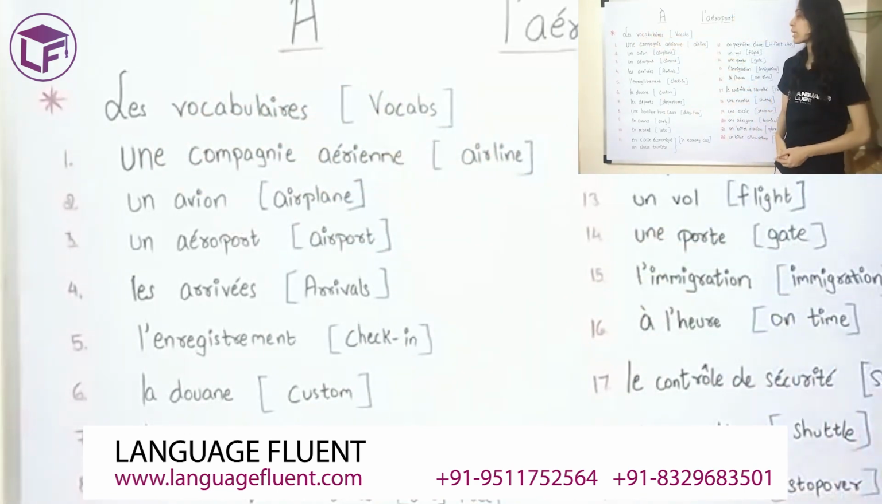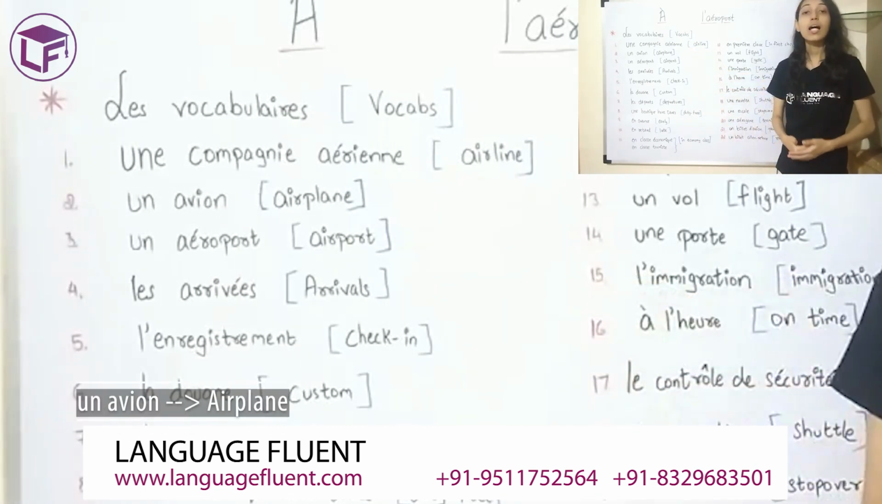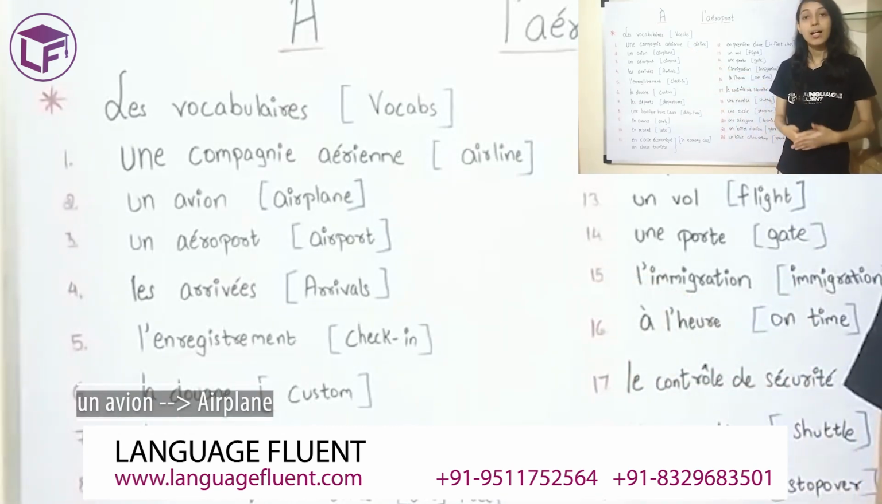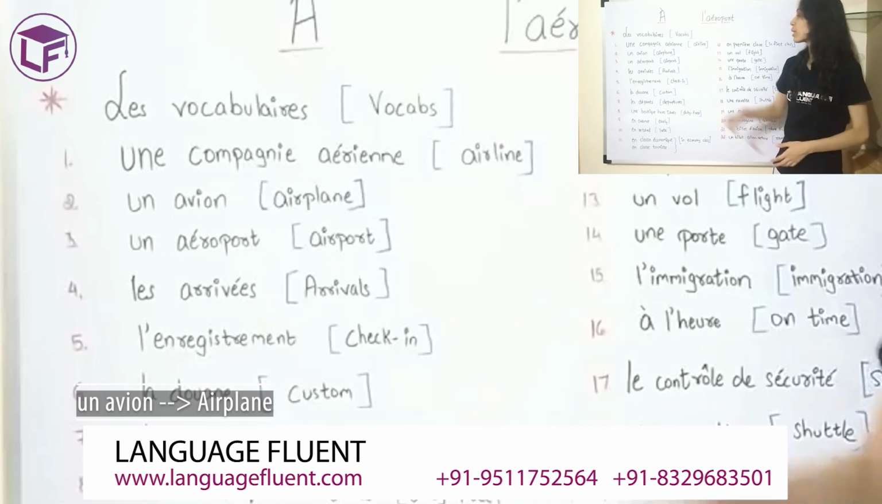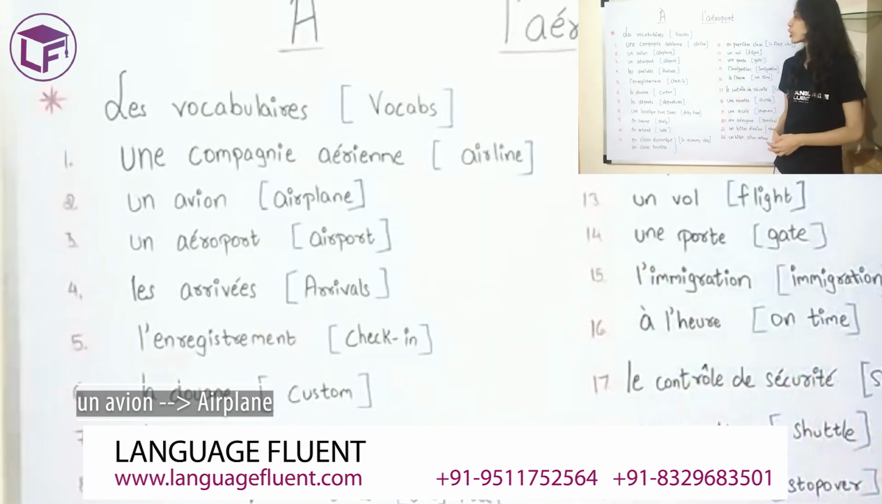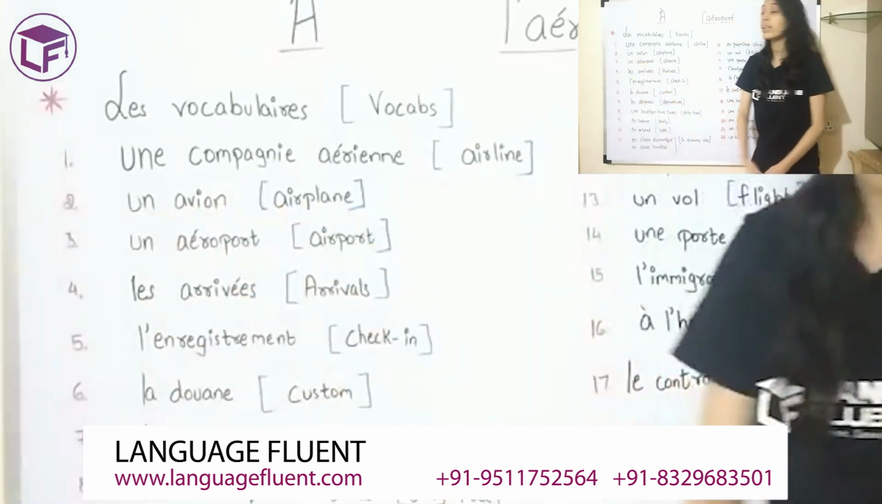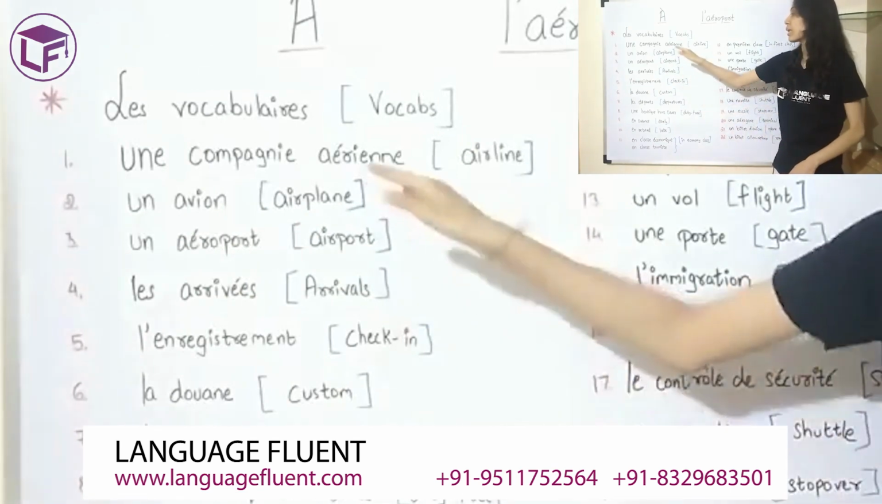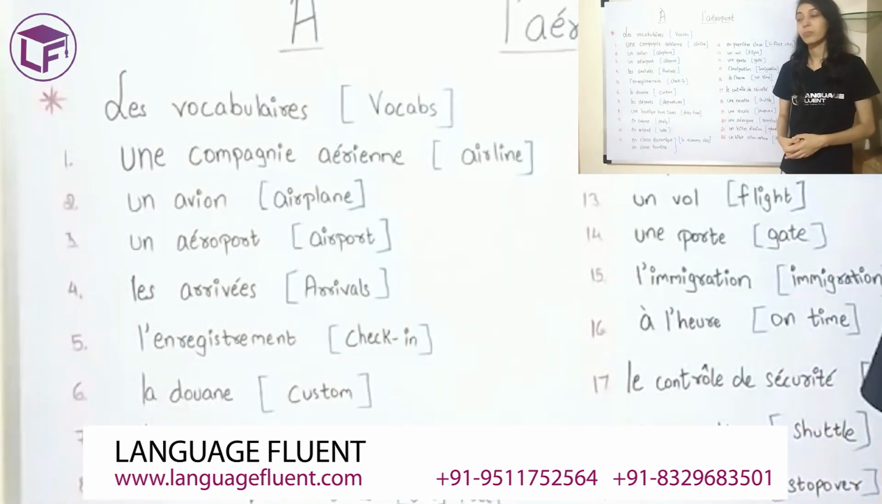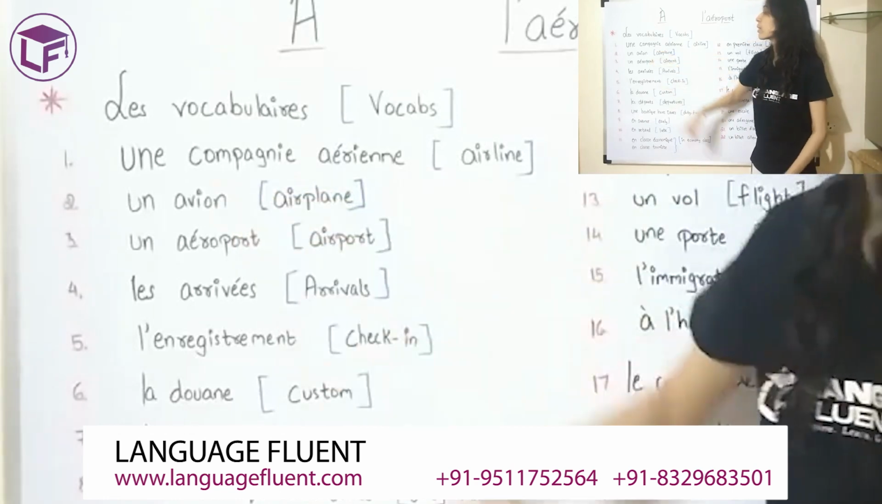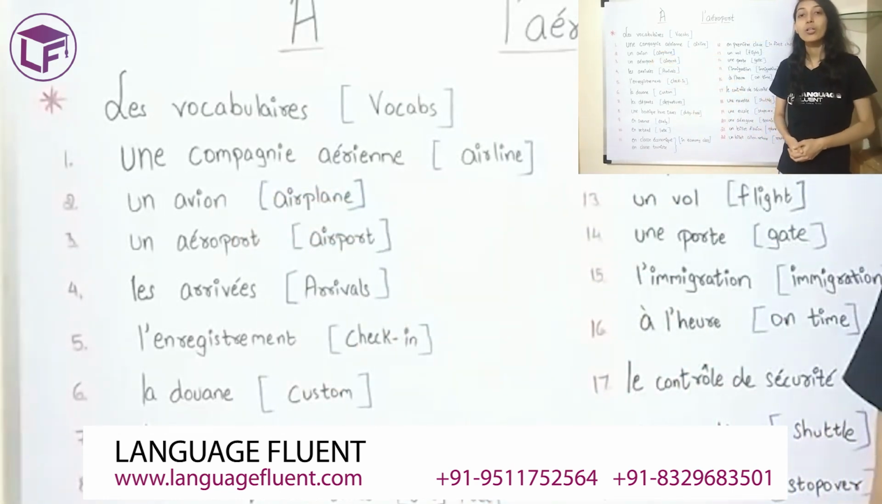Then we have un avion. Un avion, which means airplane. So here un is masculine, so the noun is a masculine noun. And on is pronounced as o. So we say un avion.